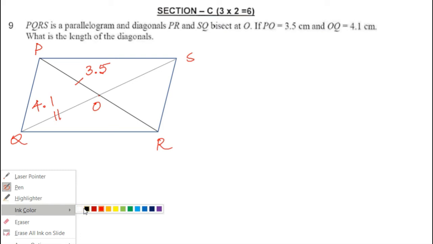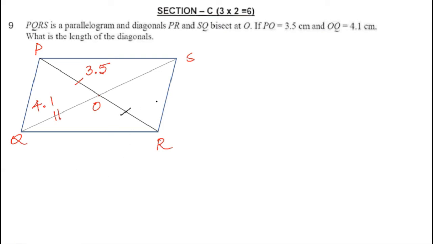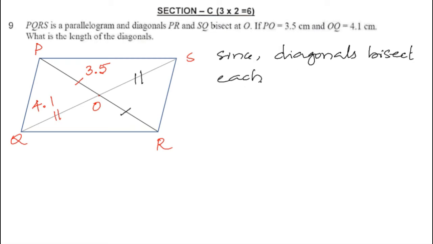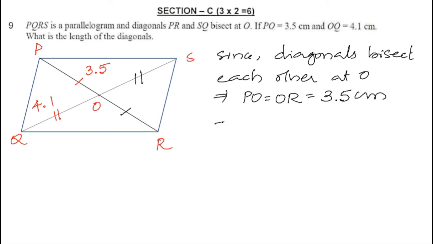It is known to us that diagonals bisect each other. Since diagonals bisect each other at O, we have PO equal to OR. This will be 3.5 centimeters and QO will be equal to OS. This will be equal to 4.1 centimeter.